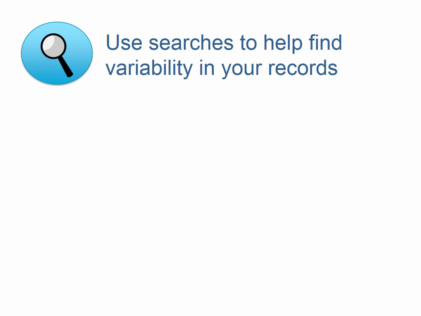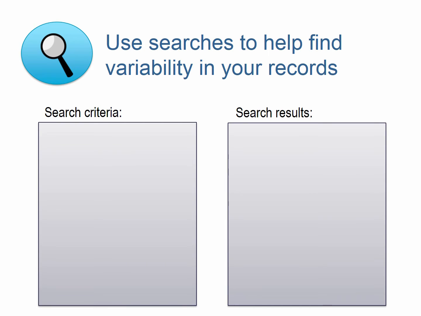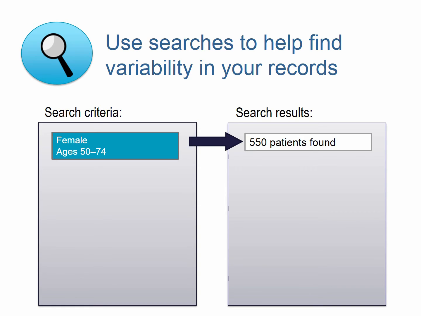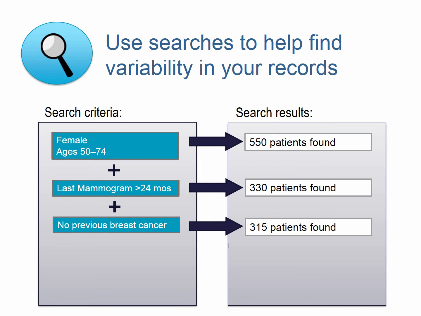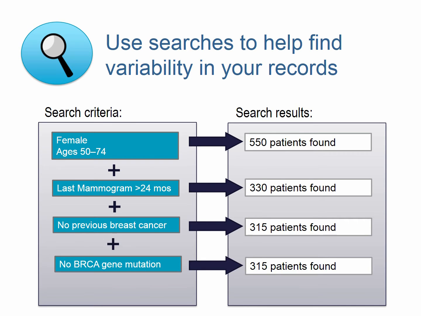Searches can also help with your data cleansing, when you layer on criteria line by line and run the search after each line. In this example, we find that running a search for all female patients, ages 50 to 74, turns up 550 patients. Adding the next line, which looks for those patients who have not had a mammogram in 24 months, narrows down our previous list to 330 patients. Adding the next line, which looks for those patients with no history of breast cancer, again narrows down the list to 315 patients.